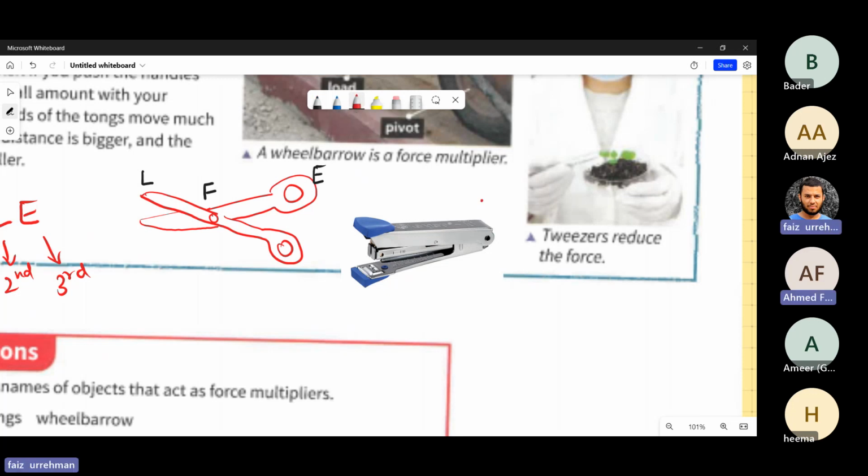Okay, now, for example, this is the fulcrum here, and we apply the effort somewhere in the middle, here, or here. Also sometimes yes, but the load is down. I put the pressure here in this region.